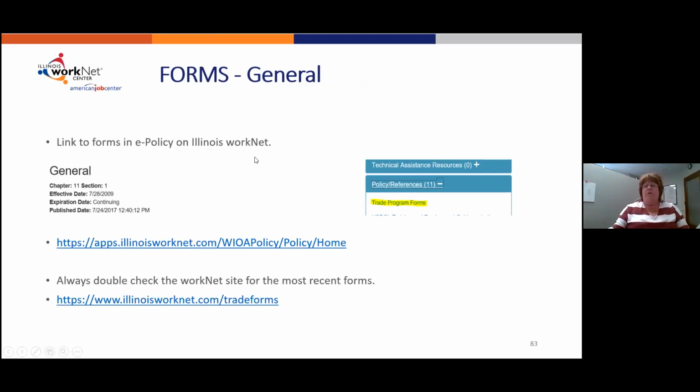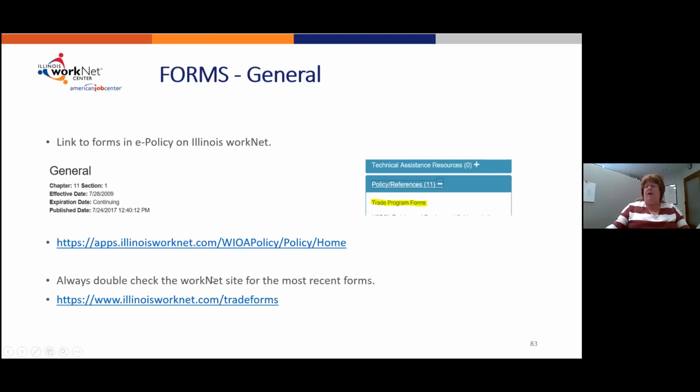And forms. There are a couple of ways you can get to the forms in our e-policy portal on Illinois WorkNet. And here is that site. You can go to chapter 11, section 1 under general. And over here under policy references, there is a link to the trade program forms.